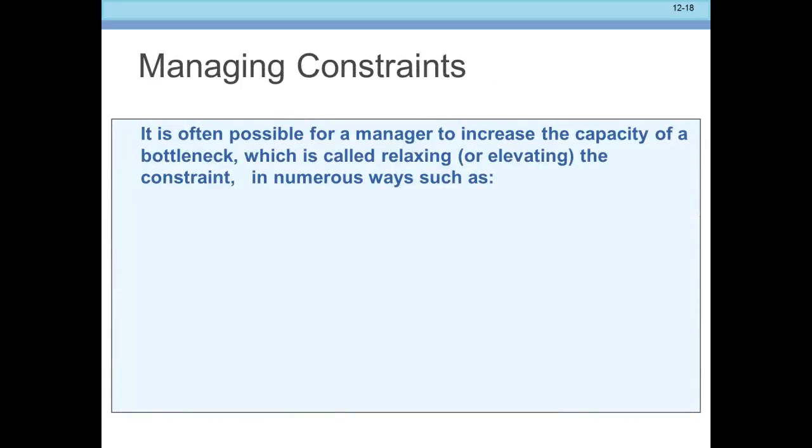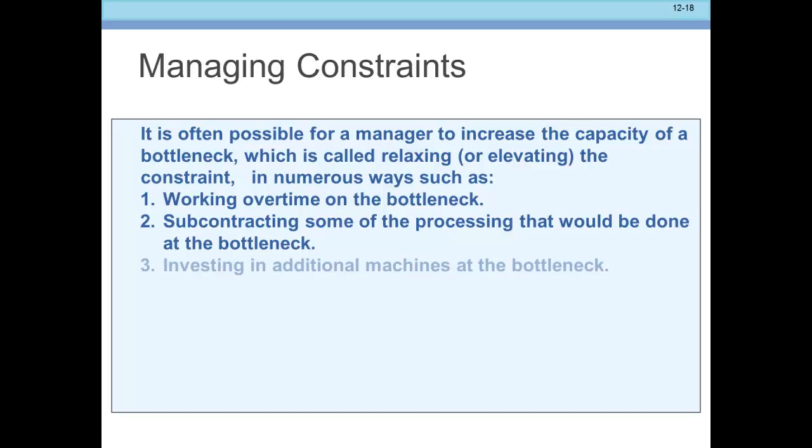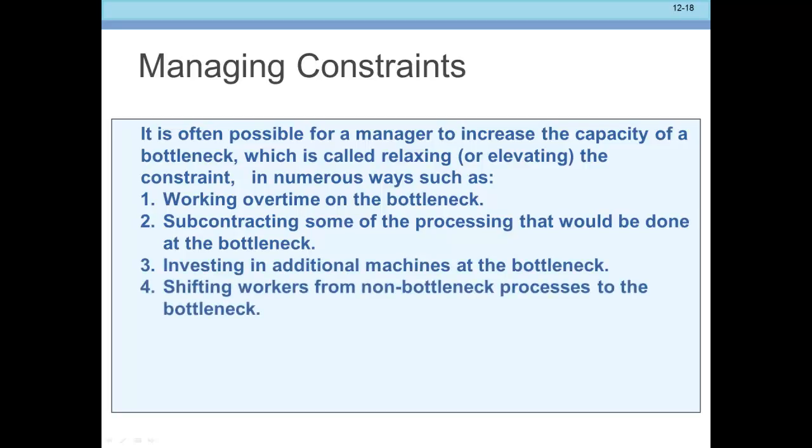Managers try to increase the capacity of a bottleneck in a number of ways, such as working overtime on the bottleneck. An example would be running it on a second shift. They could subcontract some of the processing that would be done at the bottleneck. Find a vendor that can do the overflow work for you. Maybe by investing in additional machines at the bottleneck, or shifting workers from non-bottleneck processes over to the bottleneck.